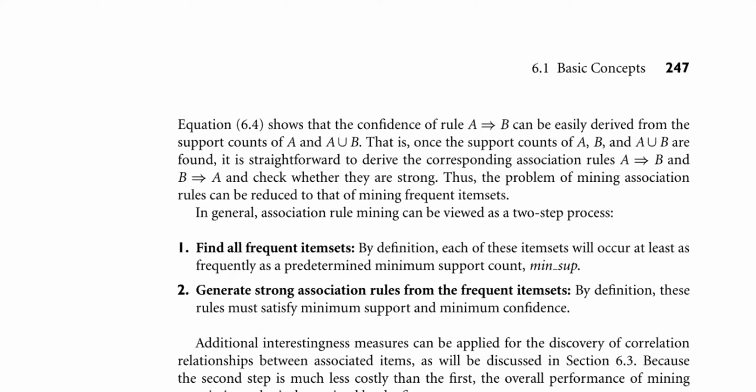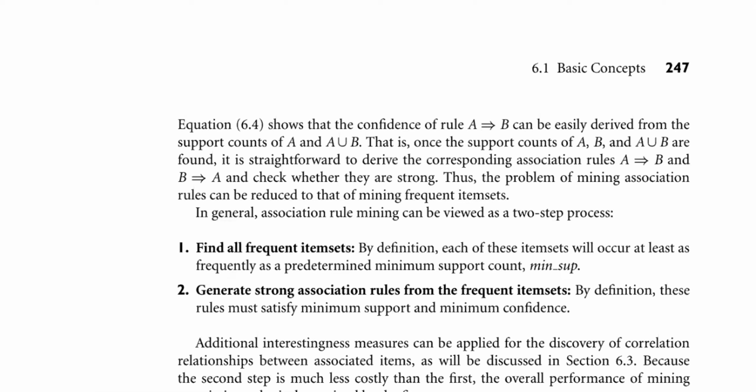Here, you have to use a two-step process. One is the join step and the second one is the prune step. The join step: the K item set is generated by joining with itself. Prune step: C of K is a superset of L of K, that is, some members may not be frequent.